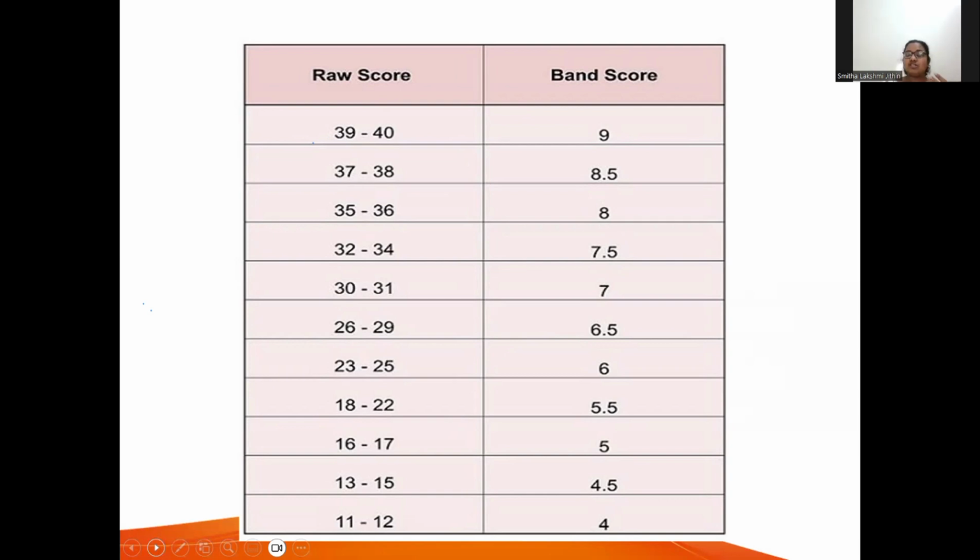Okay. What I always tell my students is to make a printout of this and stick it where you are studying or preparing for IELTS, so that you can go through this and get the band score very easily.